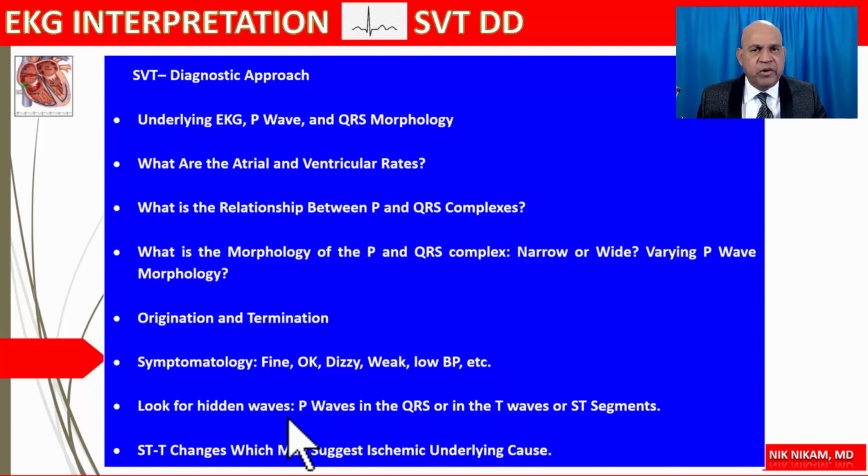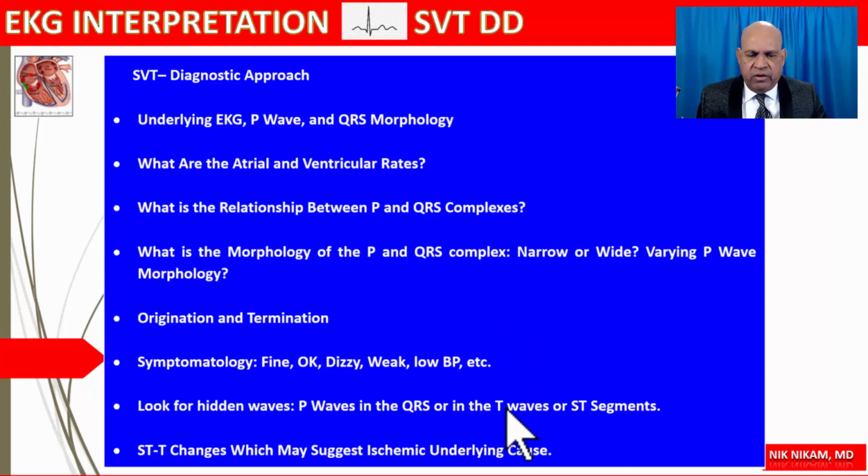Then again, we talked about the hidden P waves in the QRS, T waves or ST segment, anywhere. Because when the rate is going so fast, there is not much diastolic period left for the P wave to hide. So you should look at any kind of deformity between the QRS complexes. That might shed some light as to the origin of the atrial activity.